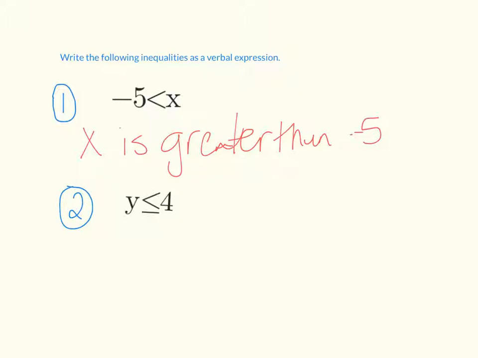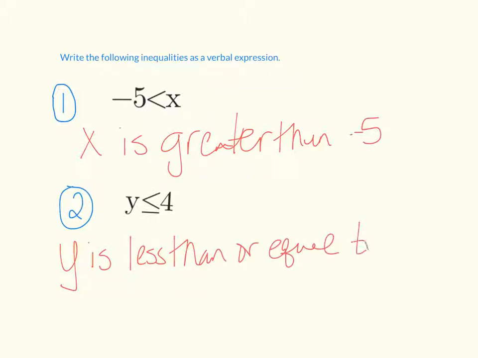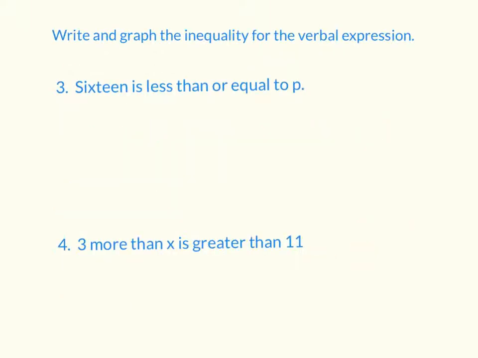So the next one, again, we're going to start with our variable, the y. It's going to be y is less than or equal to 4. All right, now we're going to go the opposite. We're going to write and graph the inequality for each verbal expression, so we're just going to write exactly like it says.